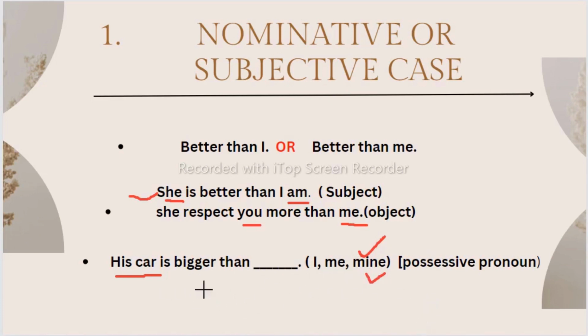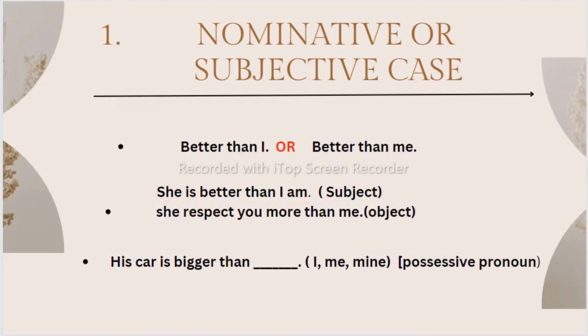So basically it is important to know that when we are comparing two subjects, we have to use the subjective case after than, when we are comparing two objects, we have to use the objective case, and when we are comparing possession, we have to use the possessive pronoun.